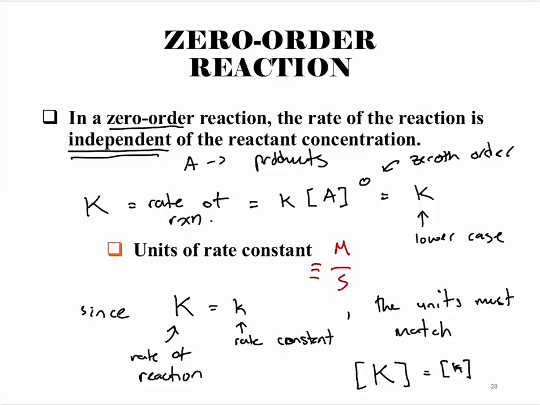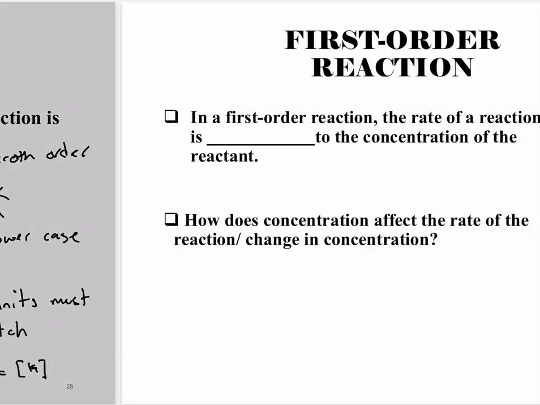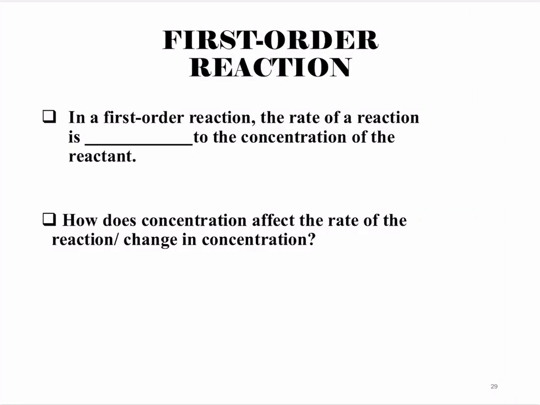So we'll come back, finish up 0th order reactions, and we also have 1st order reactions. In a 1st order reaction, the rate of reaction is proportional to the concentration of the reactant, and specifically it's going to be linearly proportional.